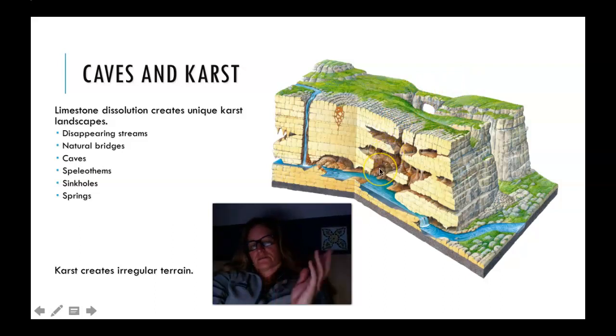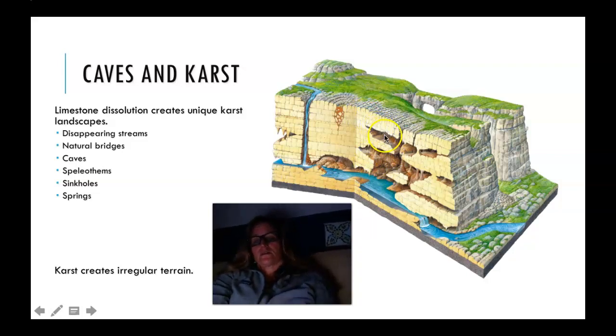Caves, speleothems, the different stalactites, stalagmites, and sinkholes form in these environments. So like this cave system here, if it were to collapse, then this would become a sinkhole.